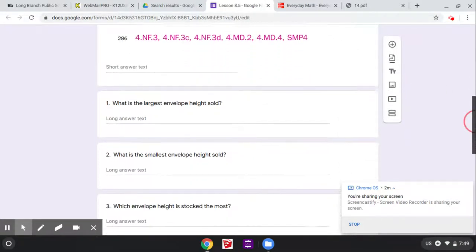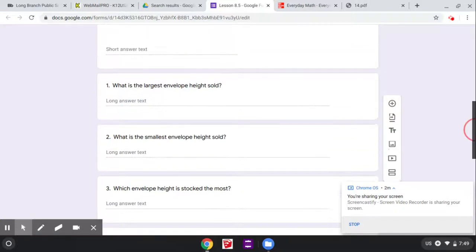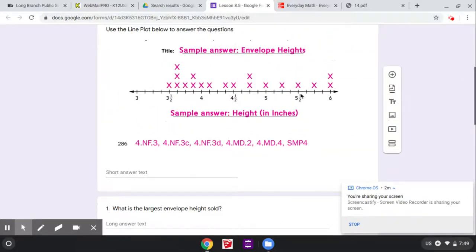Okay, so number three, which envelope height is stocked the most? So which fraction has the most X's above it? Right here, right? This one has 3 X's, 3 envelopes.